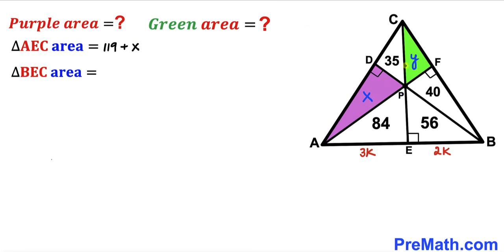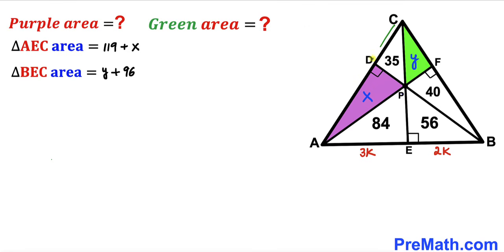And now we are going to focus on this other right triangle BEC, this whole big right triangle. And the total area in this big right triangle is going to be y plus 40 plus 56. So therefore I can write this BEC triangle area is going to be y plus 40 plus 56. If we combine the like terms, that is going to give us y plus 96. And now let's make an observation.